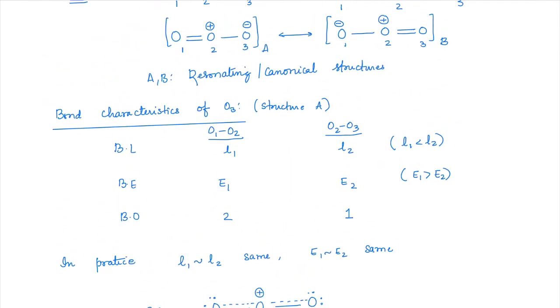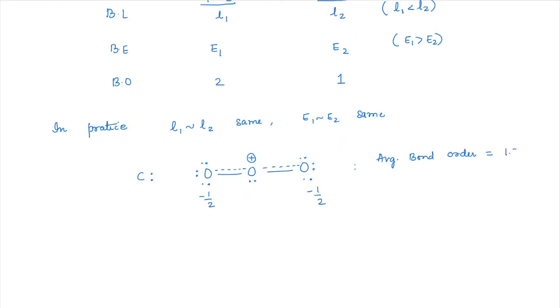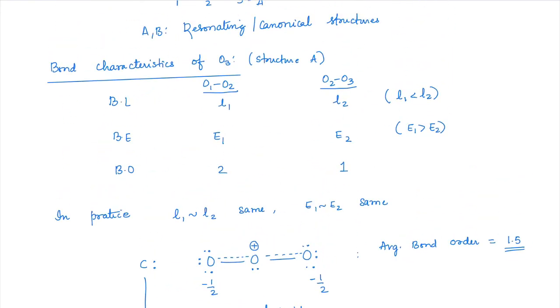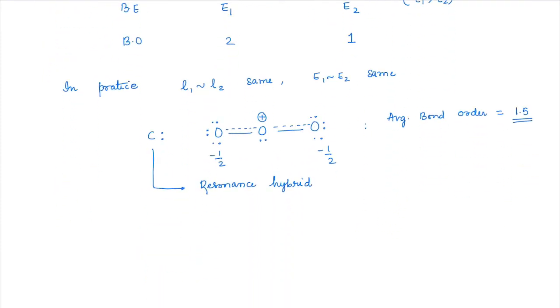But in 2 structures, this oxygen 1 has positive ones and 0 ones. I mean negative ones and 0 ones. So I can write that as minus half, and this side I can write it as plus half. Sorry, minus half. Average bond order would be equal to 1.5. So it is not exactly 1 or 2, it is somewhere in between. And A and B are called resonating structures. Okay. Hey, you guys understood this?